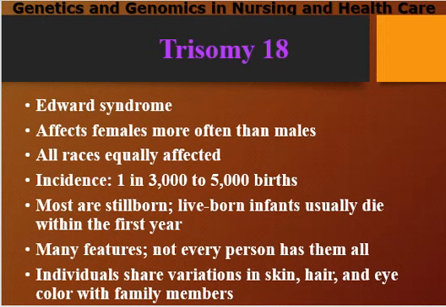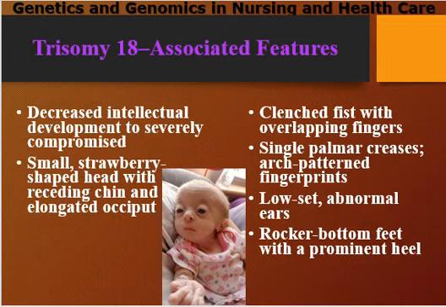There are many features associated with trisomy 18, and not every person has all of them. I'll show you some pictures coming up of those features. Individuals share variations in skin, hair, and eye color with family members. They do have decreased intellectual development to severely compromised intellectual development, so again, there's sort of a range there. They have a small strawberry-shaped head with receding chin and elongated occiput. Clenched fists with overlapping fingers. They also have a single palmar crease, low-set abnormal ears, and rocker bottom feet with a prominent heel.